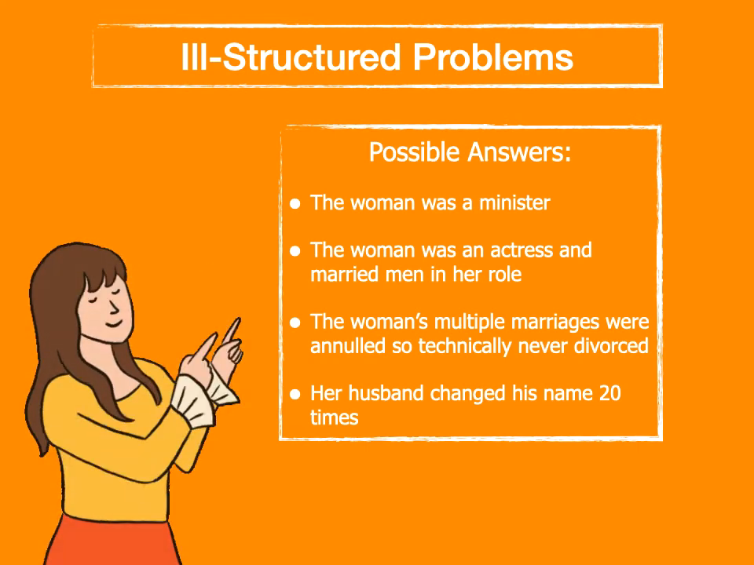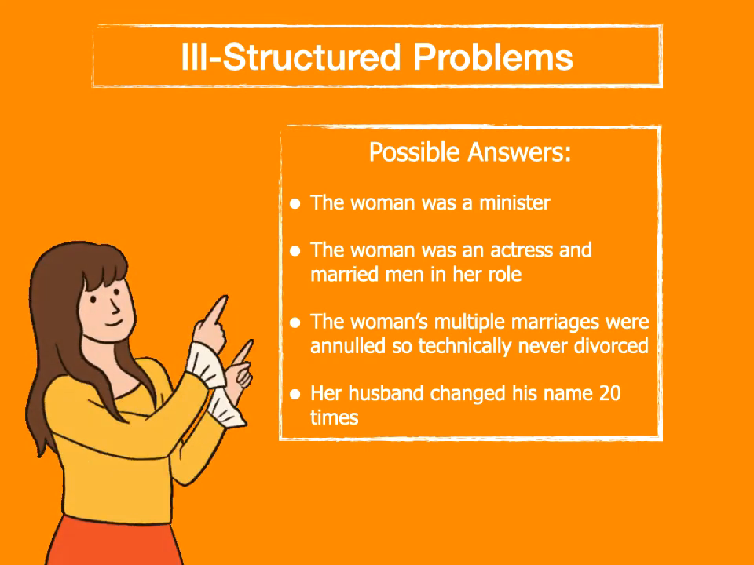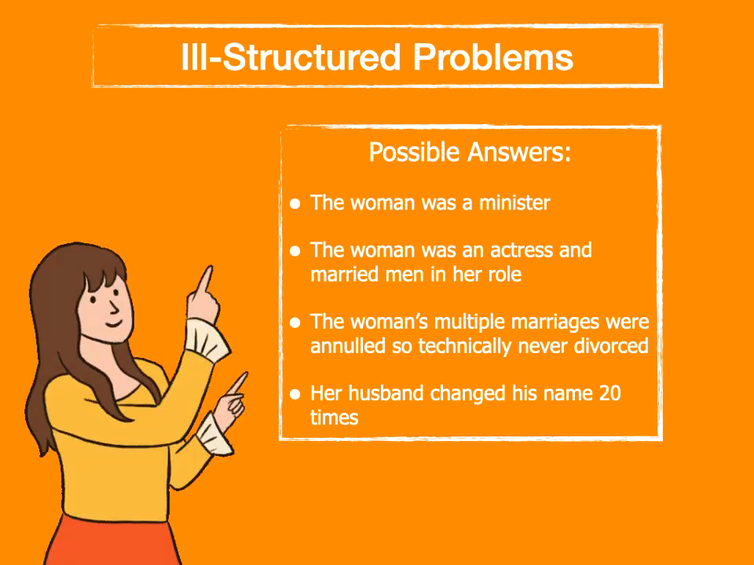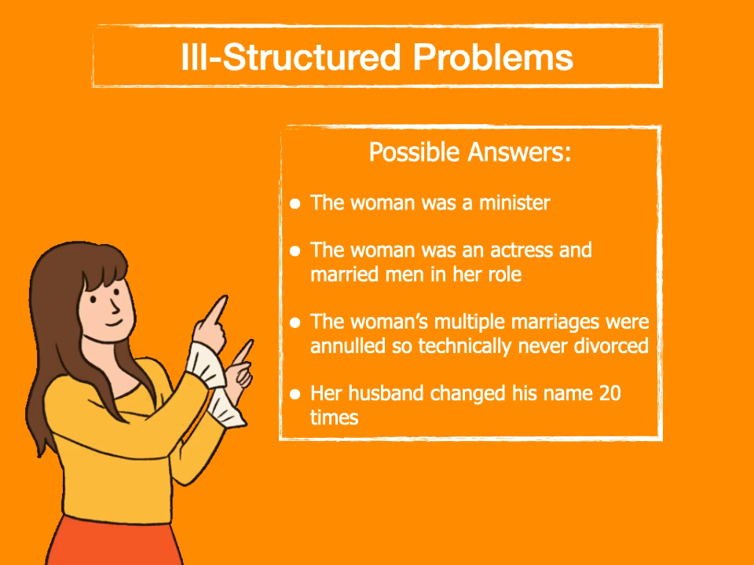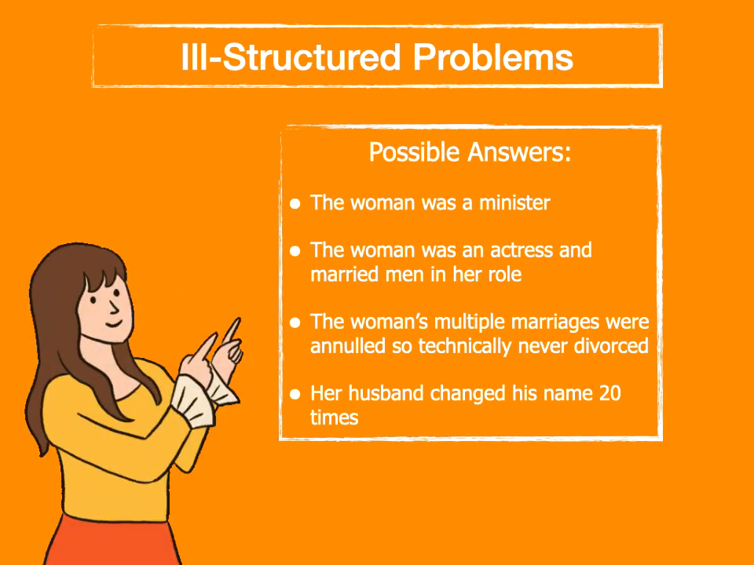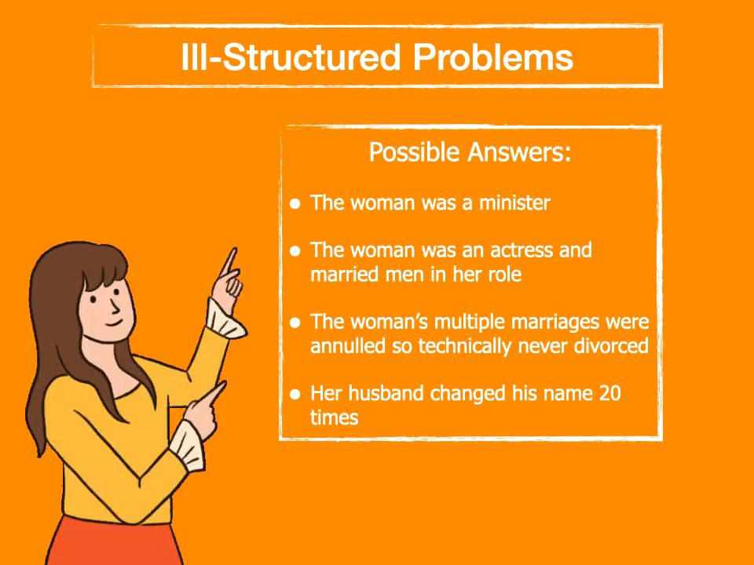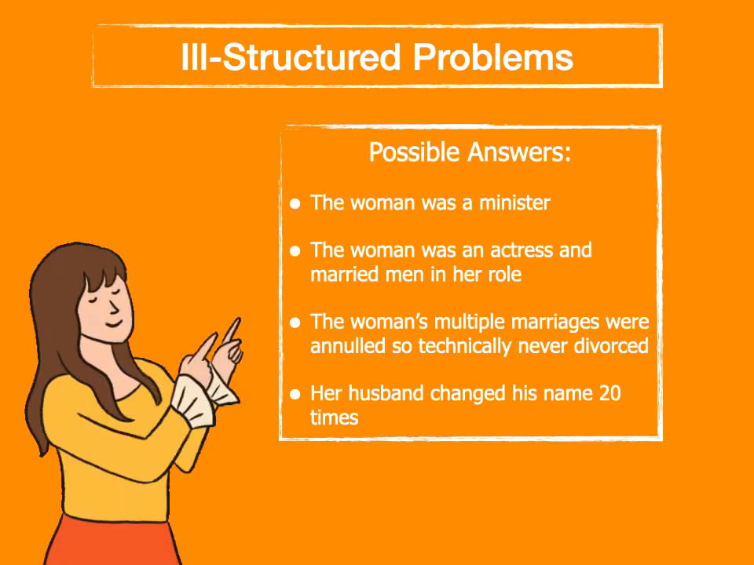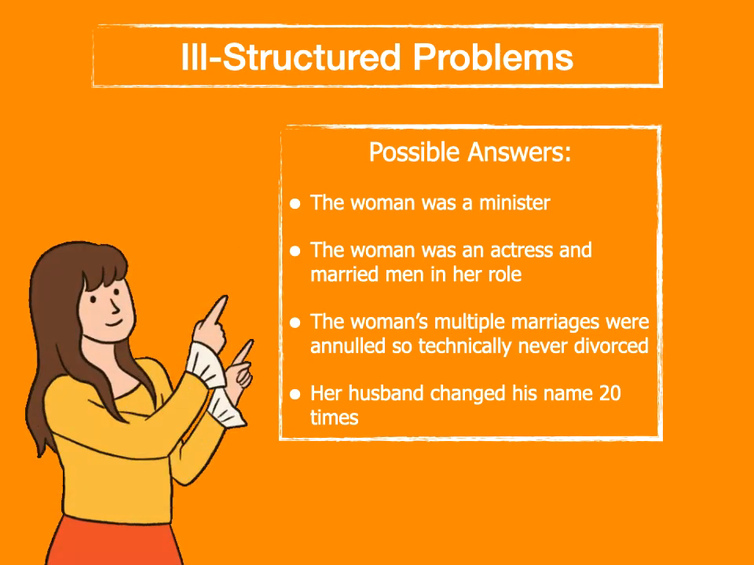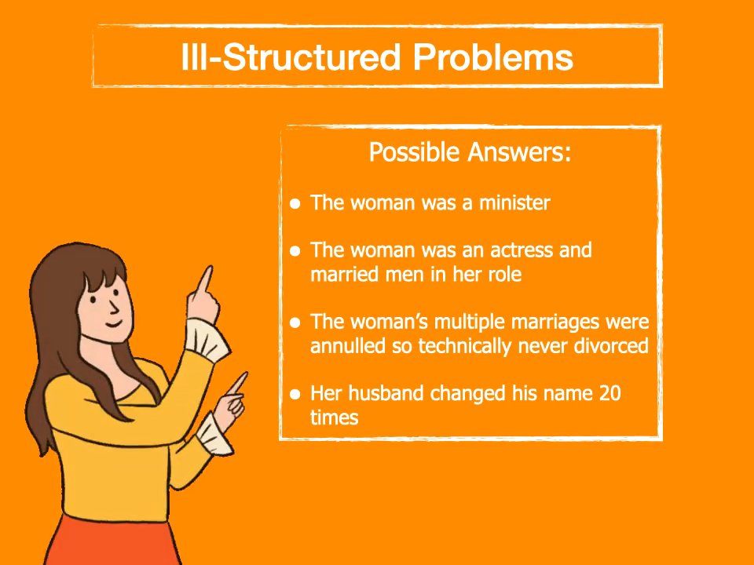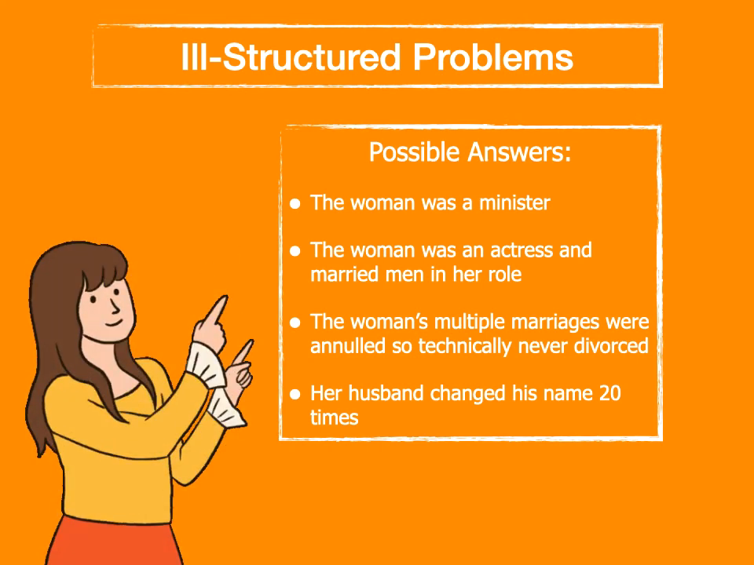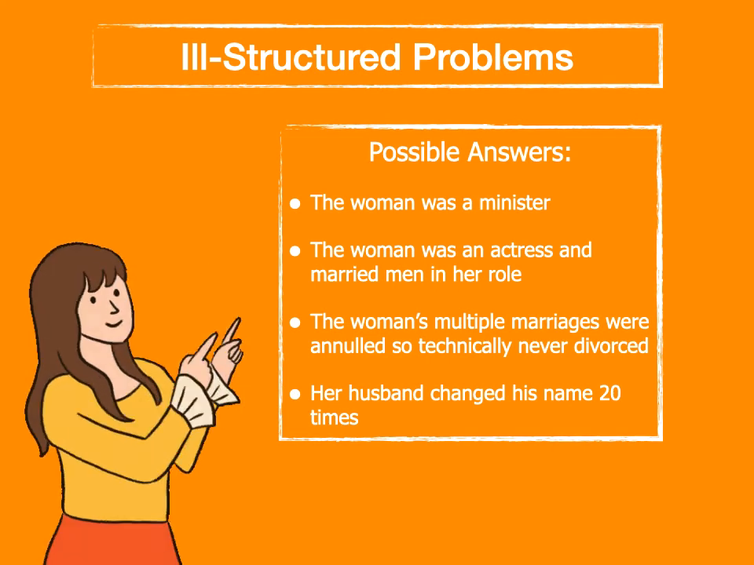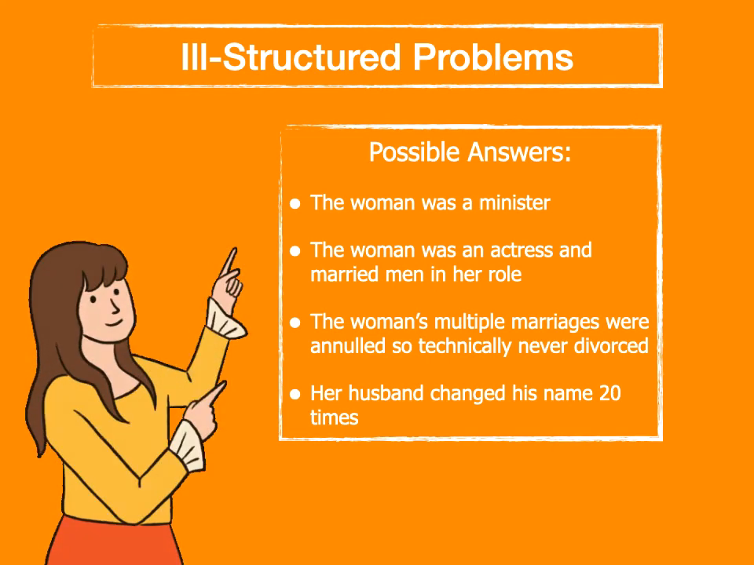Okay, and there are also other additional possibilities. The woman could be an actress, and in the role that she played in a TV series or a movie was that she has to marry the man in the drama. So technically, she married these men, but as a character in the TV series or the movie. So she also technically did not break any laws for divorcing them.